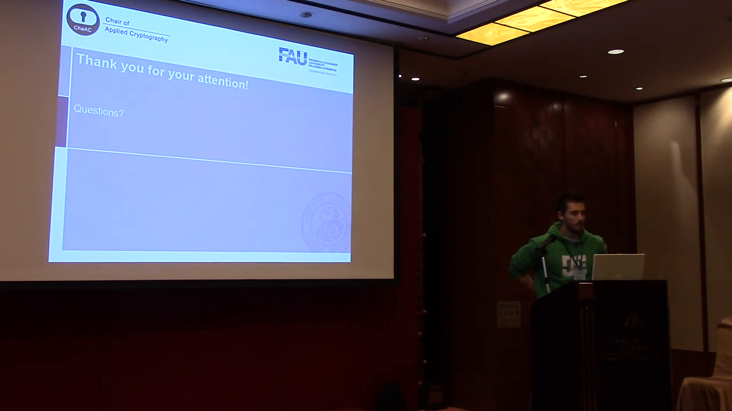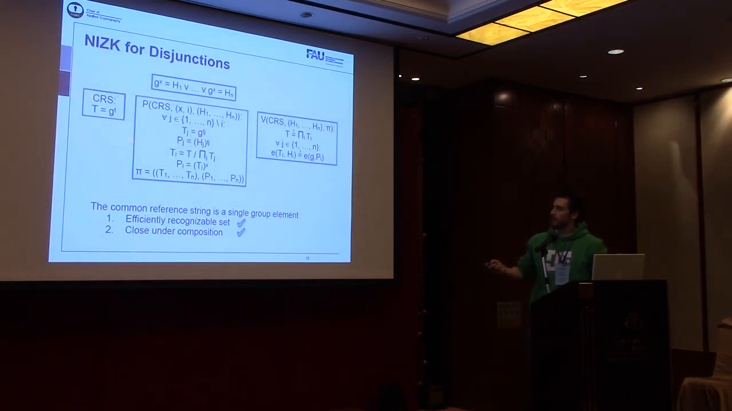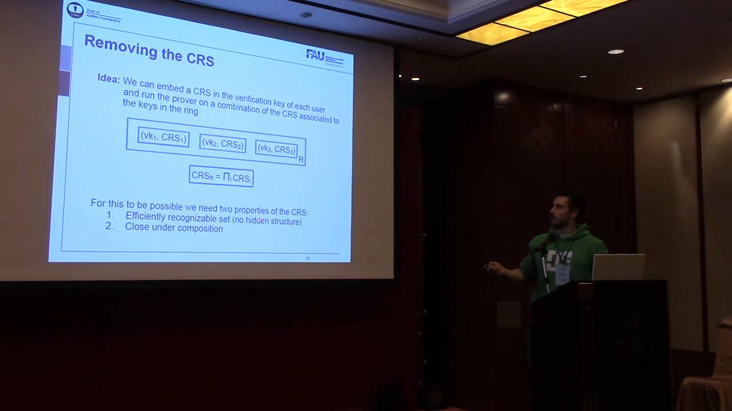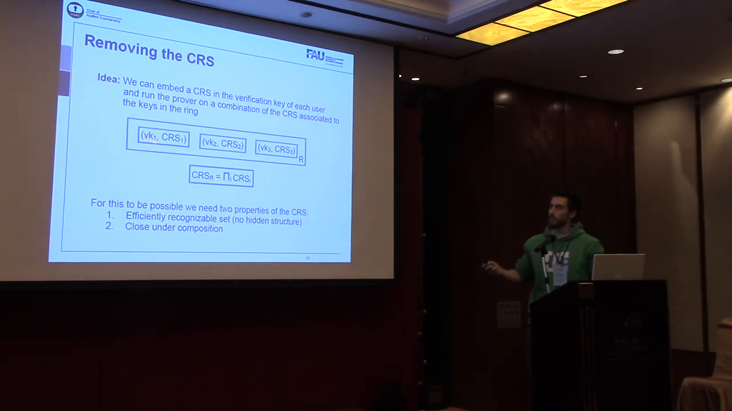Do you need to have the trusted setup to generate the CRS? No. So the idea is that the CRS is a single group element, right? So I can just embed it in each verification key. So whenever each user samples his verification key, he can also just sample a random group element, right? And it's just included in the verification key of the user. So now the verification key is the old verification key and a random group element, which is the CRS. And whenever I want to prove a statement, so whenever I want to perform a signature on behalf of the ring, I define my common reference string as the multiplication of these strings. So that's essentially the main thing. So we don't need any trust assumption. Any questions?